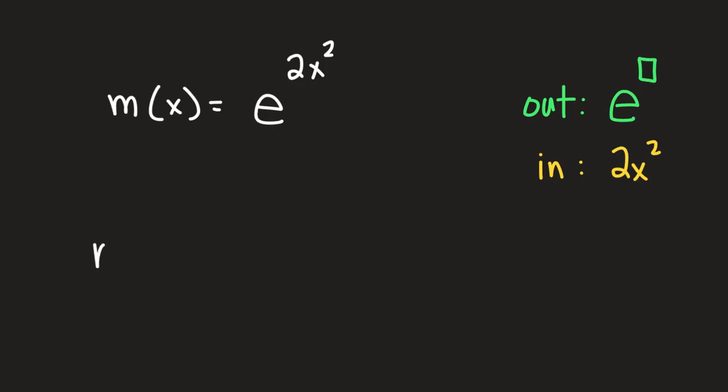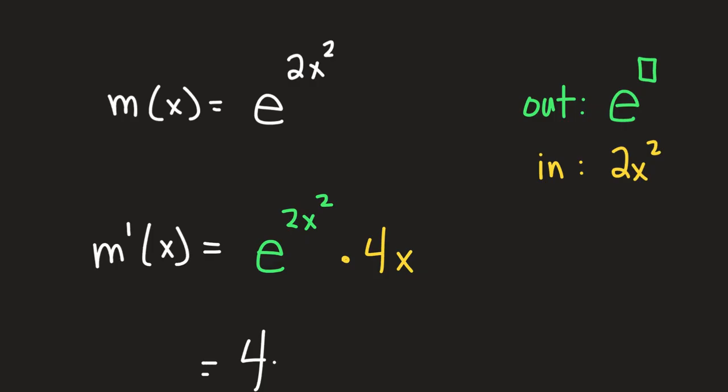So let's take the derivative. The derivative of an e function is itself. So e to the 2x squared is its own derivative times the derivative of our power. So what's the derivative of 2x squared? 4x. So we write 4x first, and then e to the 2x squared is your final answer.